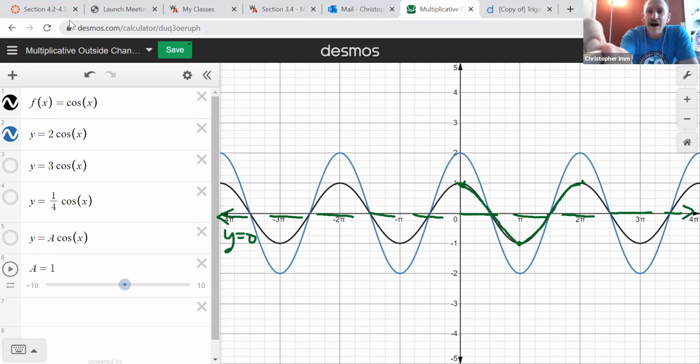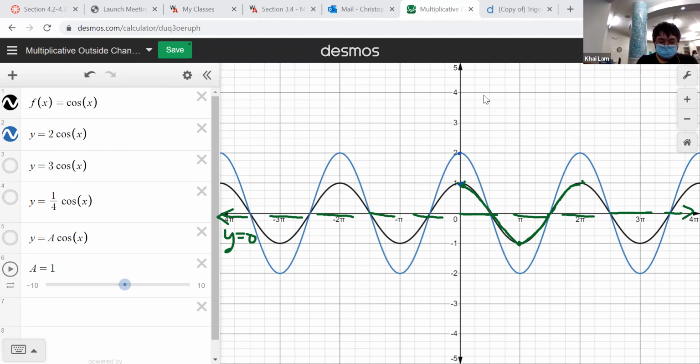So you might be able to see here that all the x values are going to be the same. When I was at x equal to 0, my y was 1, but now it's been multiplied by 2. So the x values stay the same. The y values get multiplied.